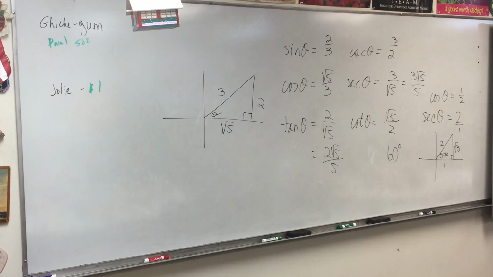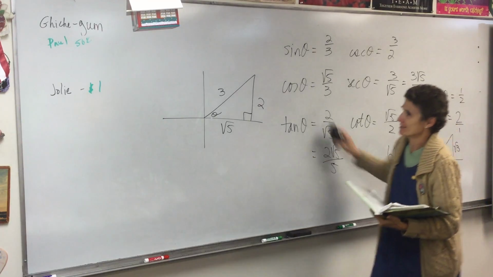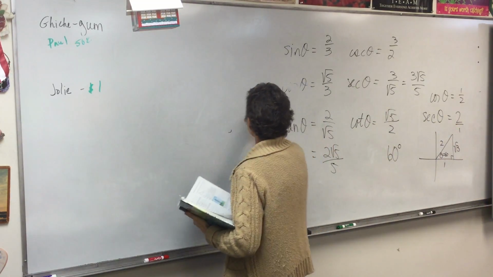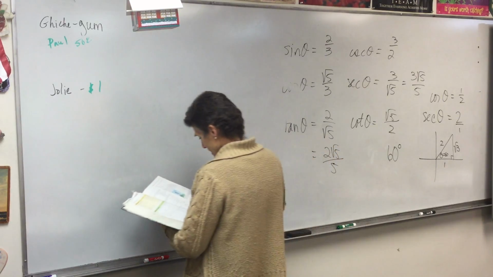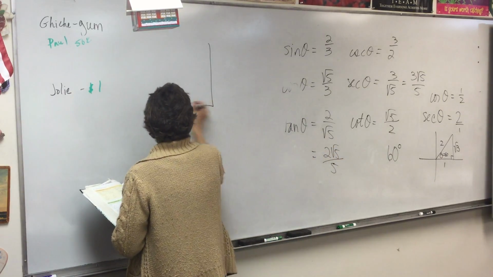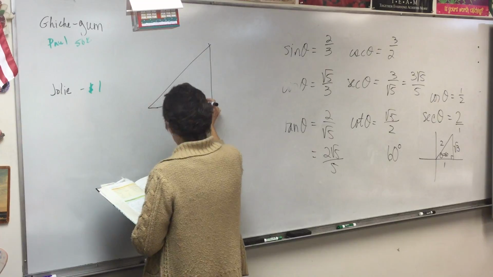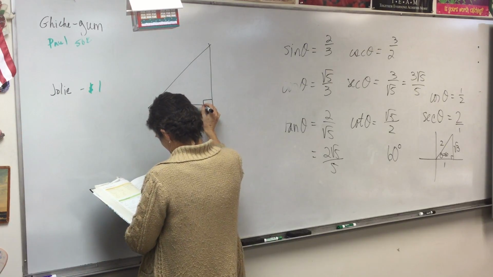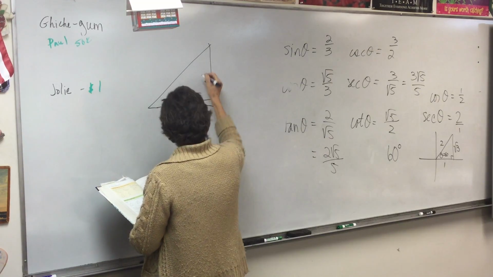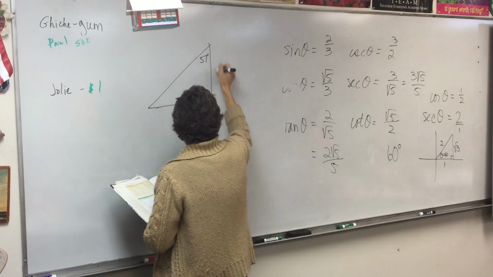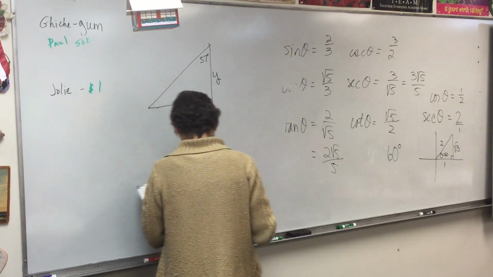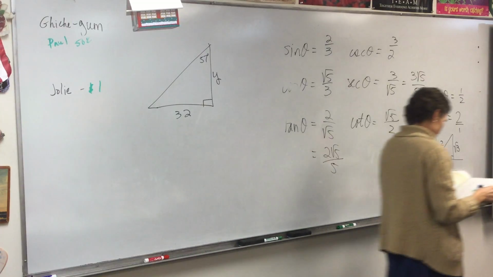All right, so we're on page 367, number 51. Here we go. We got a nice little triangle drawn. 32, 57, Y, and it says solve for the variable shown.